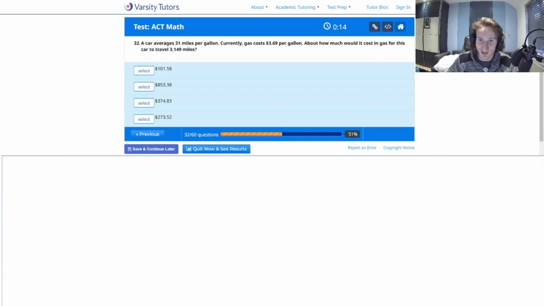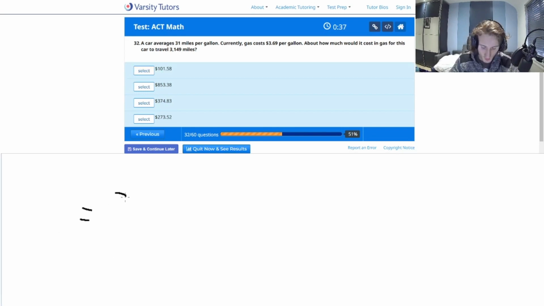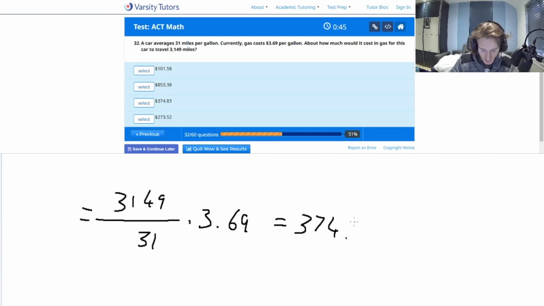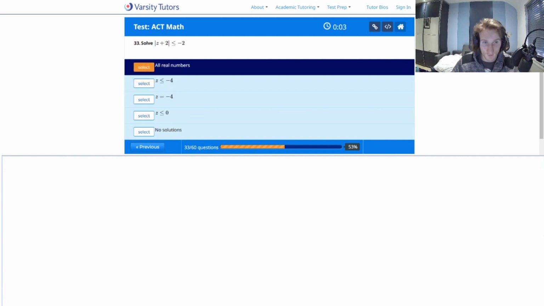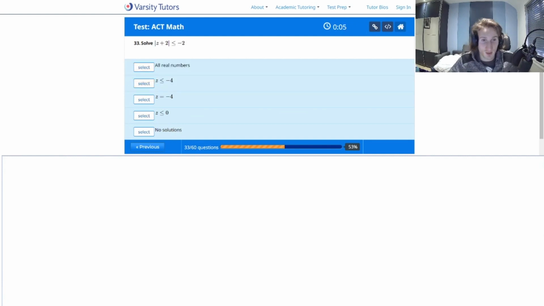Alright, a car averages this per gallon. Currently, gas costs that much per gallon. Oh, we wish. How much gas is required? What would it cost to drive that much? Okay, 3149 divided by 31 times 3.69. Nice. 374.83. Okay, cool.